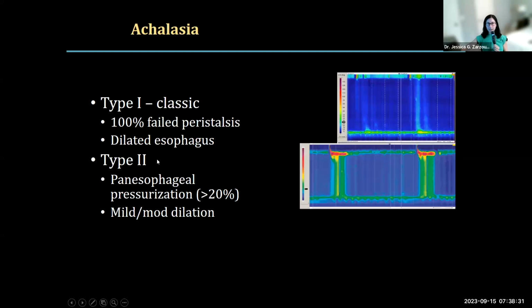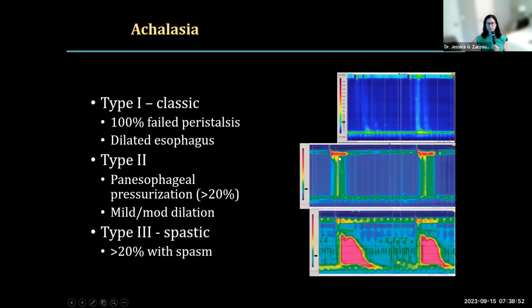With type 2 achalasia, the esophagus is less dilated, and we may see some tertiary contractions. As there are tertiary contractions, the upper esophageal sphincter and the lower esophageal sphincter are both contracted. And so we have this pan-esophageal pressurization. And that's what we see with high-resolution manometry.